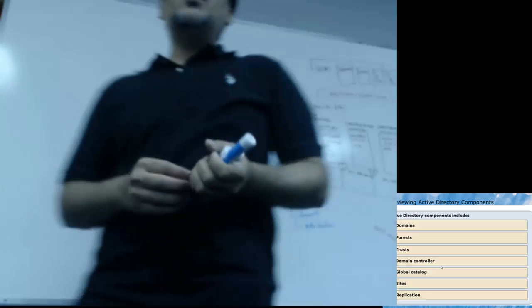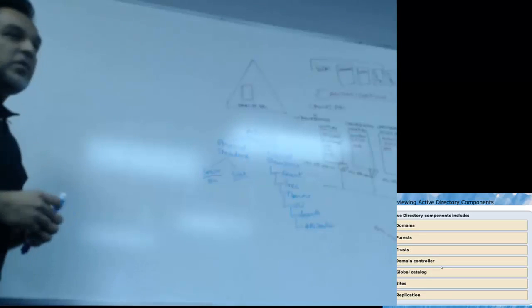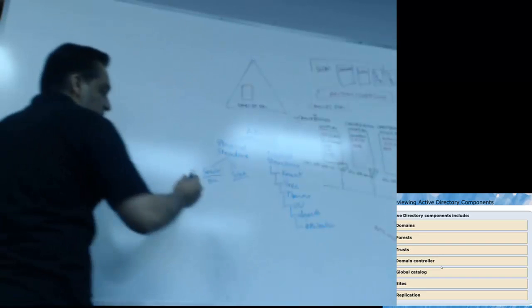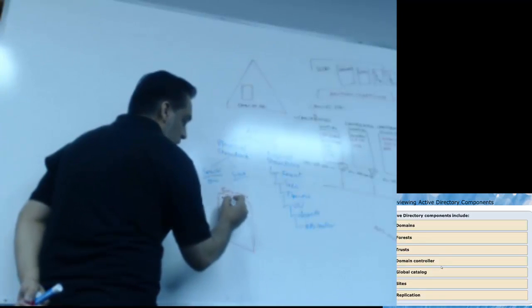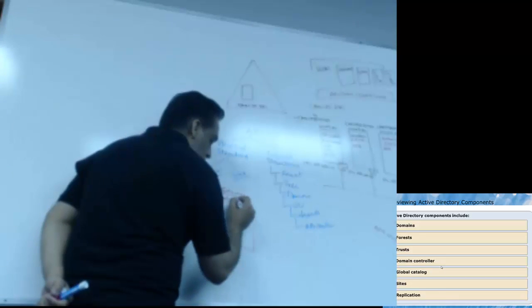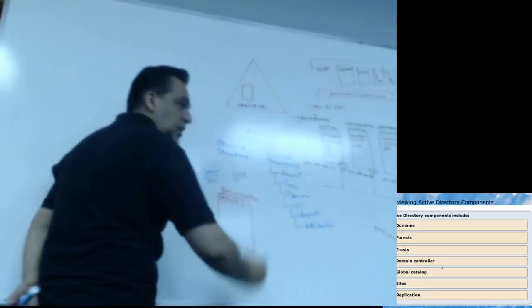Now, Active Directory components are these: domain, forest, trust, domain controller, global catalog, sites, and replication. And how do you remember this, and where do they exist? Once you have a domain controller, this is my domain controller. To start with, it was just a server, 2008 or 2012 or 2003. Then you installed the ADDS role inside. As soon as you installed this role, it became a DC, a domain controller.